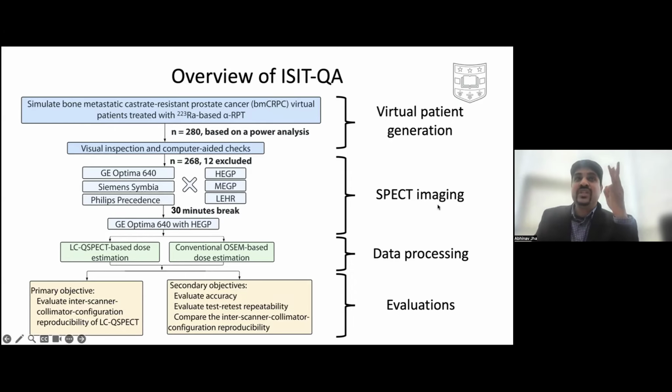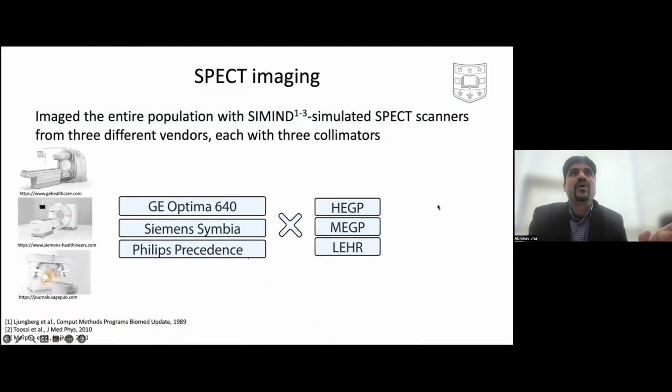So we had data from, let me see if I can show that here, 3 scanners: GE, Siemens, and Philips, so 3 different vendors, with each of them having all 3 kinds of collimators: the high energy general purpose, medium energy, and low energy. Now you're correct that with radium, oftentimes you want to do imaging with the low energy, but we wanted to assess how reproducible our method is if there is a certain center that actually uses MEGP and does not use LEHR collimator. Right. That's good.